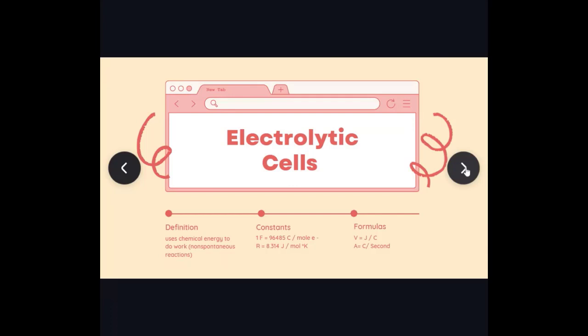So that was what a galvanic cell was. Now let's talk about electrolytic cells. So we can use electrical energy to do chemical work instead of getting electrical energy. So therefore, you're going to use a non-spontaneous reaction. In this case, you have like a battery. You actually need to supply energy from that to really have this reaction occur. The constants: this is the Faraday constant. It relates 96485 coulombs for 1 mole of electrons, where R is 8.314 joules over mole times K.